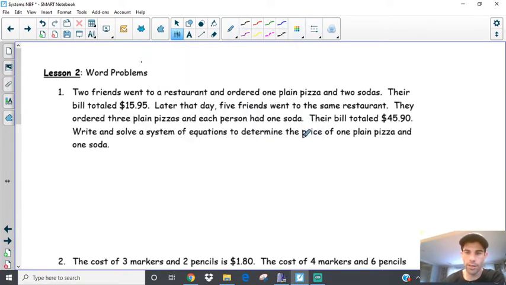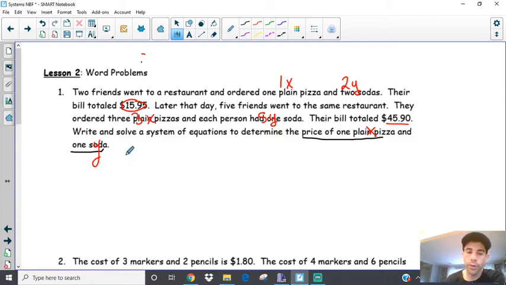One of those variables is the price of 1 plain pizza and the other is the price of 1 soda. So when you go through this, you want to assign them each their own variable. If we call the pizza X and we call the soda Y, if I go back and read it again, it says 2 friends went to a restaurant and ordered 1 plain pizza and 2 sodas, and their total was $15.95. Later that day, 5 friends went to the same restaurant and ordered 3 plain pizzas, and each person had 1 soda. And we know that there were 5 friends, so I would call this one 5Y, because there are 5 sodas. And then that totaled $45.90.